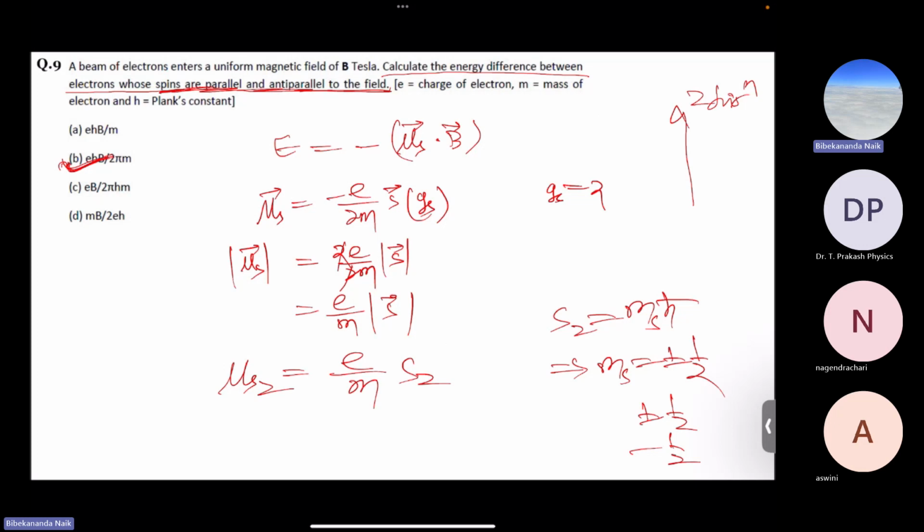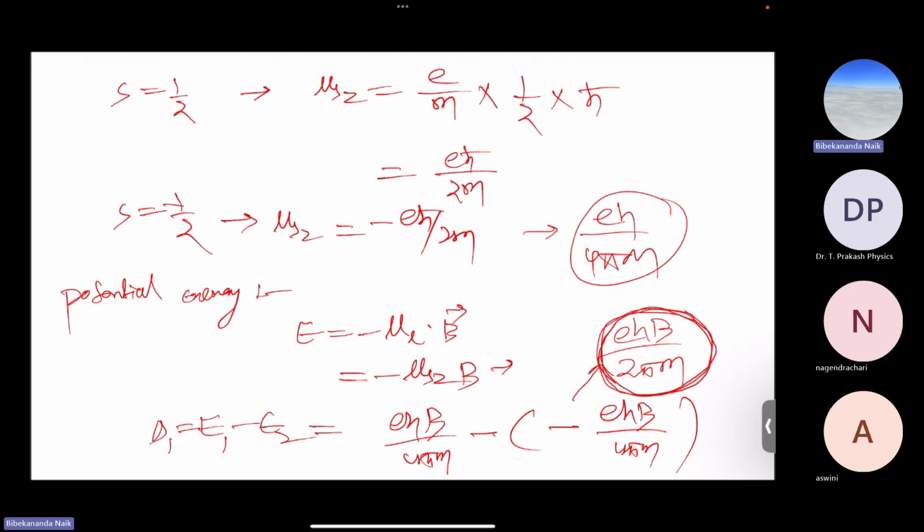Here you see, since there are different motions of electron, the value of mu h z is different. One motion is along the magnetic field, another is in the opposite direction to the magnetic field. Due to this, there are two different energies, and the difference in energy is eHB by 4 pi m minus of minus eHB by 4 pi m. So the total energy difference is eHB by 2 pi m.